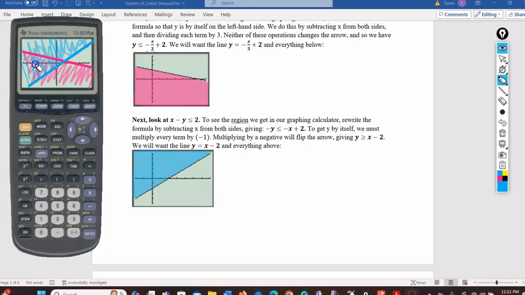And then where is the overlap? Well, I think we can all agree the overlap is here. And so our final answer is going to be just the overlap. Okay, so let's see what we did on the next page.